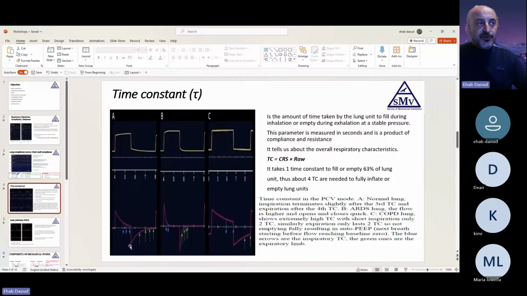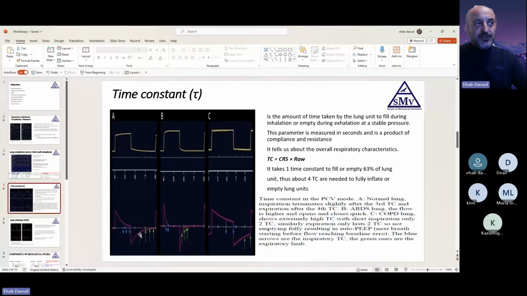So for example, if our flow here is 100, after one time constant, it will be 37%. Then another 63%, after another time constant, it will be almost 12. So usually to totally inflate the lung or deflate the lung, you need about 4 time constants. The normal time constant is about 0.8 to 1 second in normal lungs.